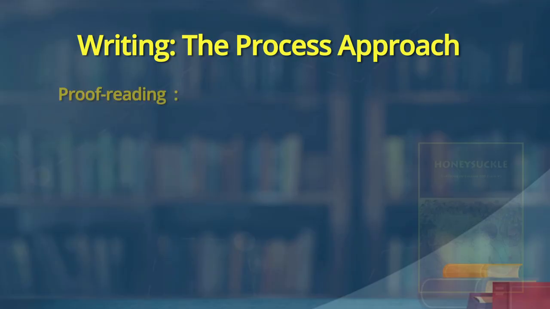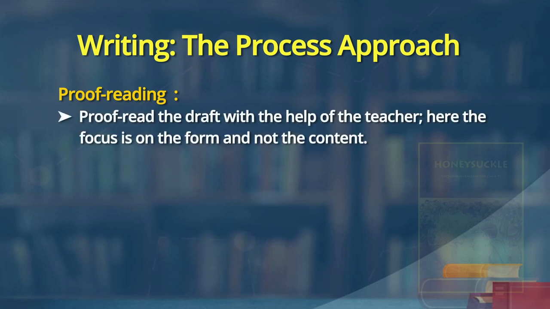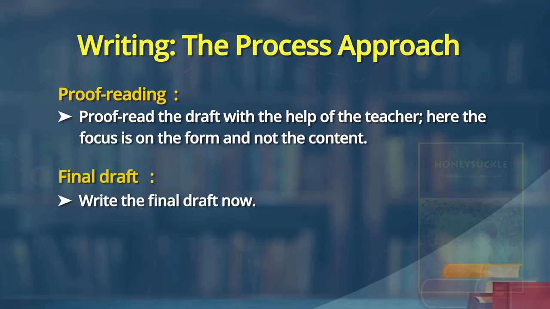Then proofreading. Proofread the draft with the help of the teacher. Here the focus is on the form and not the content. Okay, you have got the ideas. Now accuracy, grammatical mistakes, how sentences are formed, whether the sentence is correct. Here we have said you may take the help of the teacher. The reason is that sometimes you may overlook some of the mistakes. So that's one. Then the final draft. Write the final draft now.